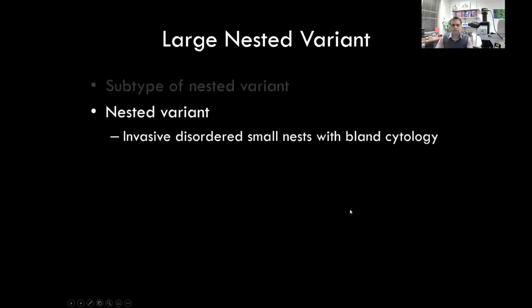Okay? So let's first take a brief look at the nested variant and what it actually means. So as you know, this basically is urothelial carcinoma that is made up of small nests that invade into the muscle, but they have very bland cytology.